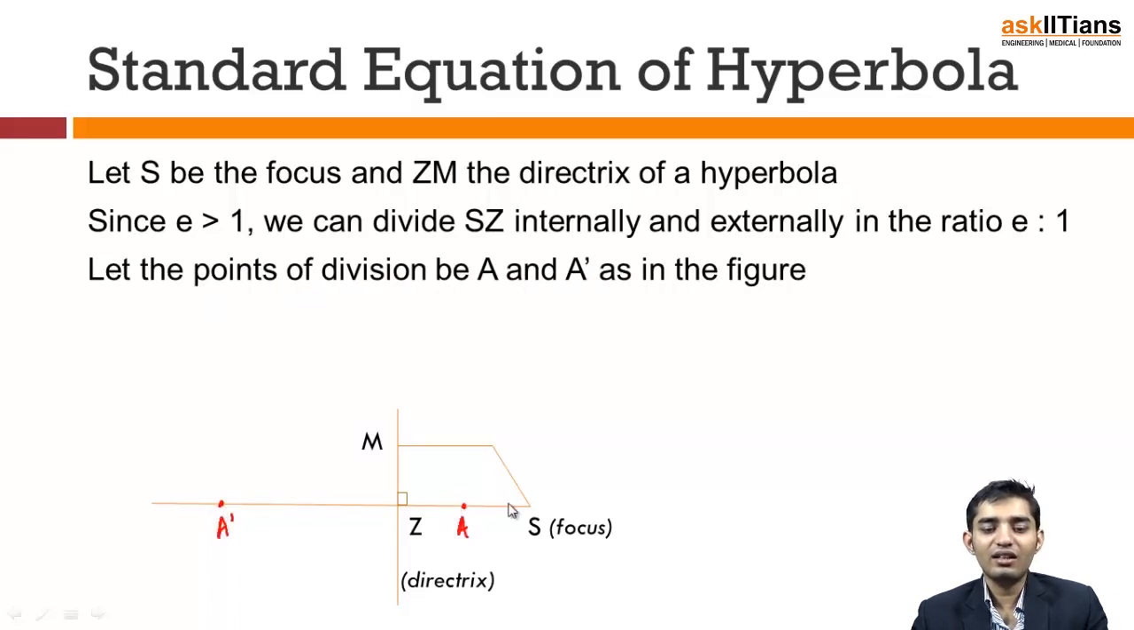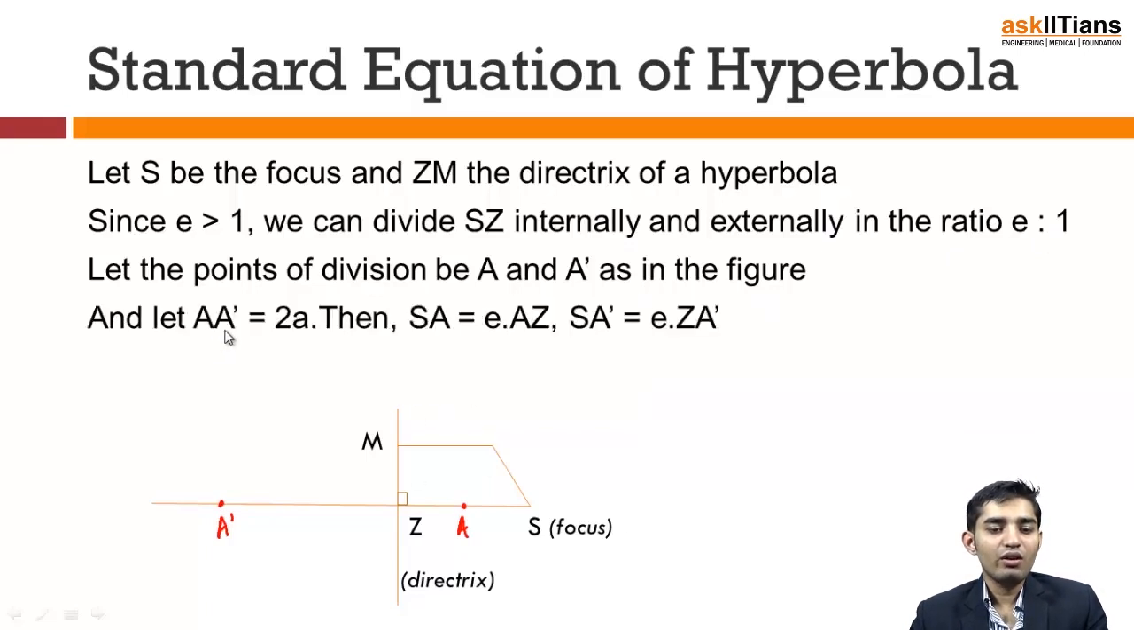A is dividing SZ internally in the ratio e is to 1, and SZ is divided externally in the ratio e is to 1 by A dash. So these are the 2 points which divide SZ internally and externally in the ratio e is to 1. Now if I take AA dash equal to 2a, what will be SA? Since point A divides internally in the ratio e is to 1, SA by AZ will be e, and SA dash by ZA dash will be e. So these are the two relations that we have.